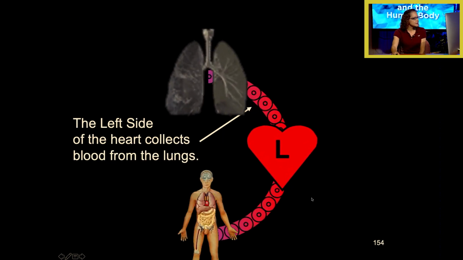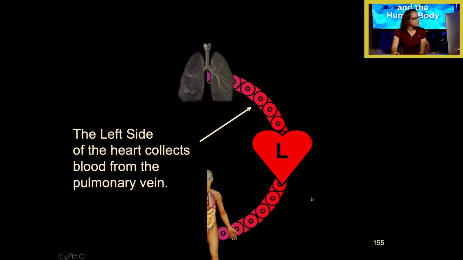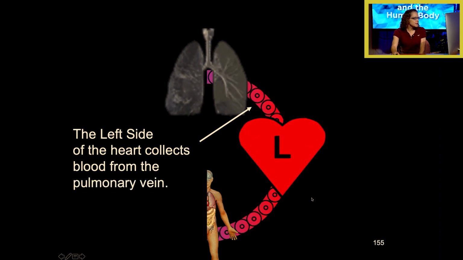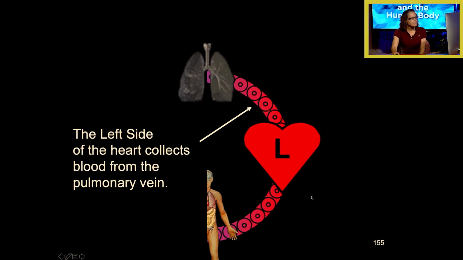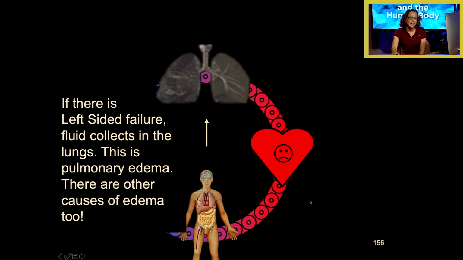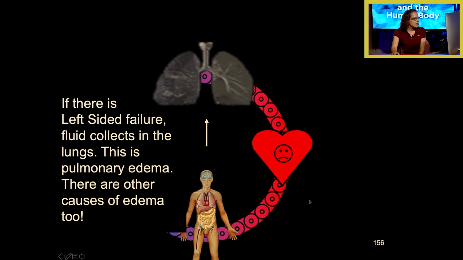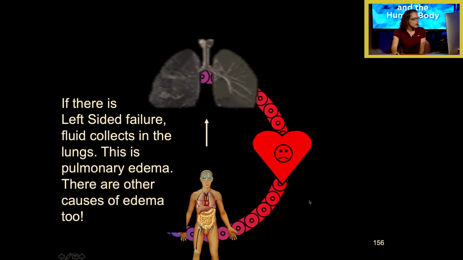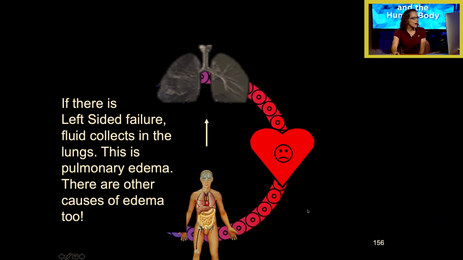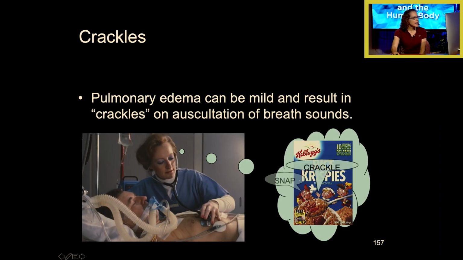The left side of the heart collects blood from the lungs. And specifically, it collects blood from the pulmonary vein. So if there's left-sided failure, fluid collects in the lungs. This is pulmonary edema. And there are other causes of pulmonary edema as well. But if our patient has pulmonary edema, we put our stethoscope on their chest and listen to their lungs, we can hear crackles. And it literally sounds like the snap, crackle, and pop from Rice Krispies when you pour your milk into the cereal bowl.